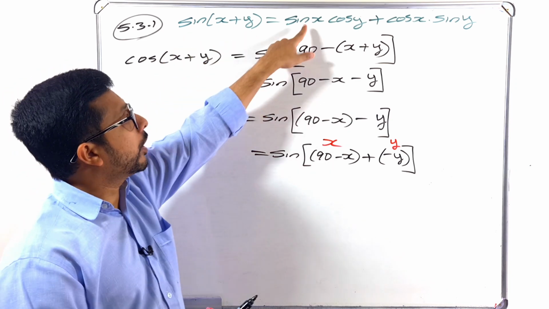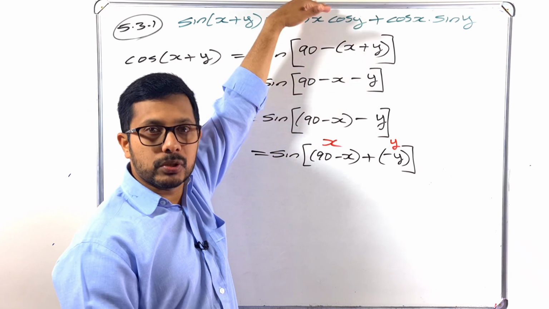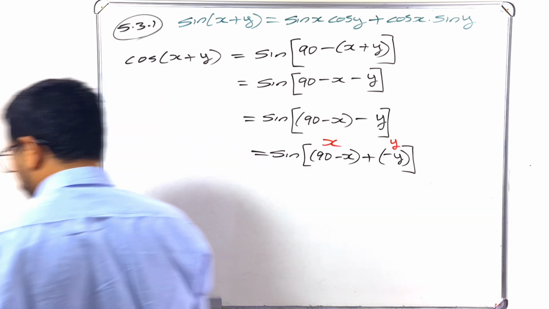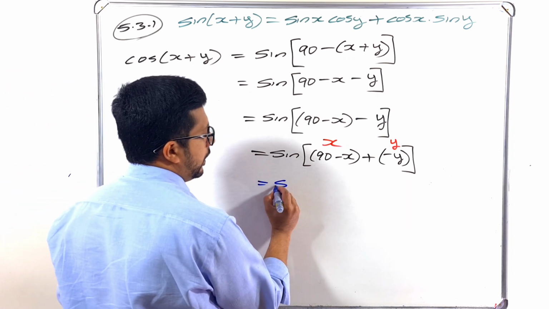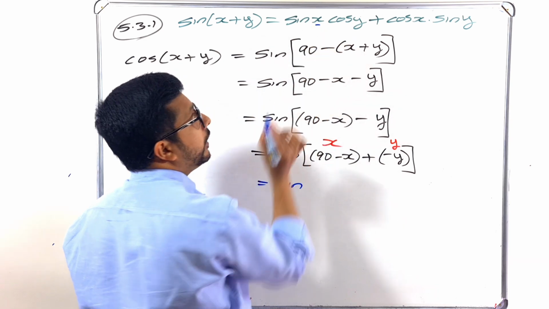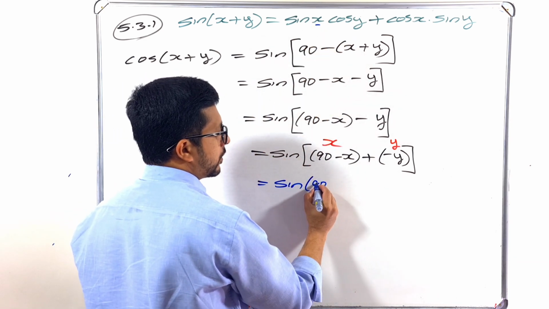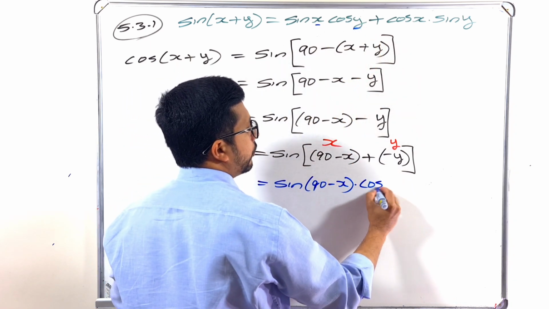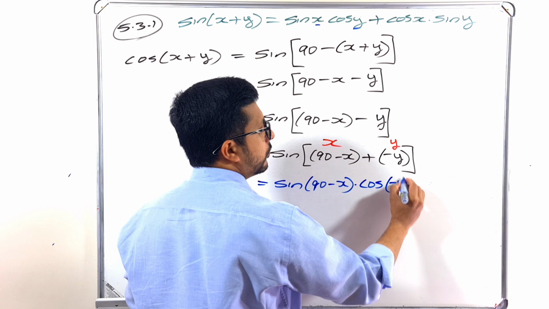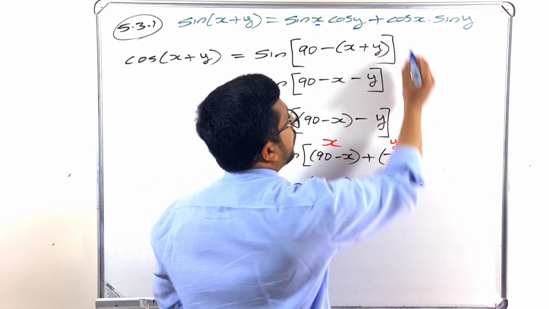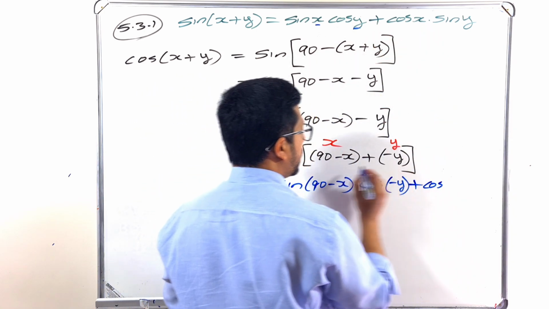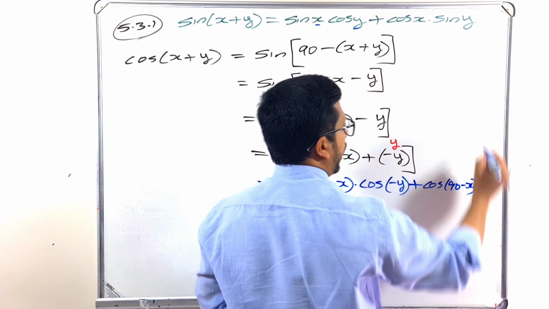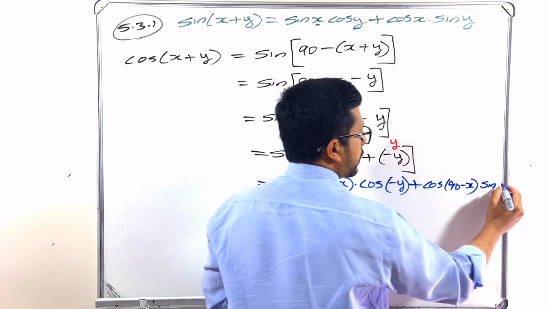Okay, so how can you expand that one? Sine x cos y. We can use this one. That's the question. So I'm going to expand like this. That one is going to be sine x. What is our x? 90 minus x into cos y. What is our y? Minus y. Then plus cos x. What is our x? 90 minus x. Into sin y. What is our y? Our y is minus y.